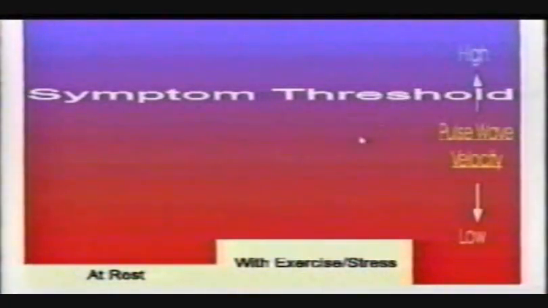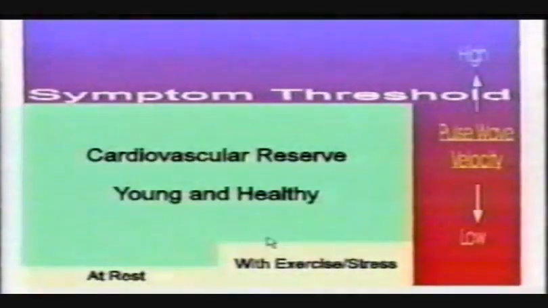In the young, there is little arteriosclerosis, and therefore minimal systolic shift at rest. Increases in blood pressure due to exercise or stress may produce additional systolic shift. In the young and healthy, there is a large amount of cardiovascular reserve, even in the presence of vigorous exercise or severe stress.